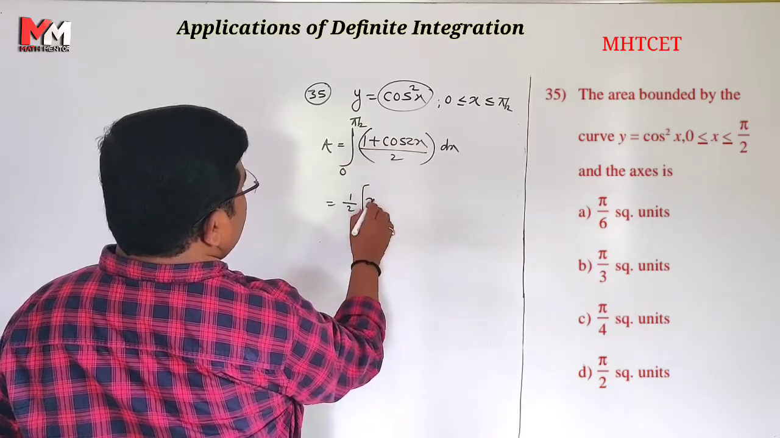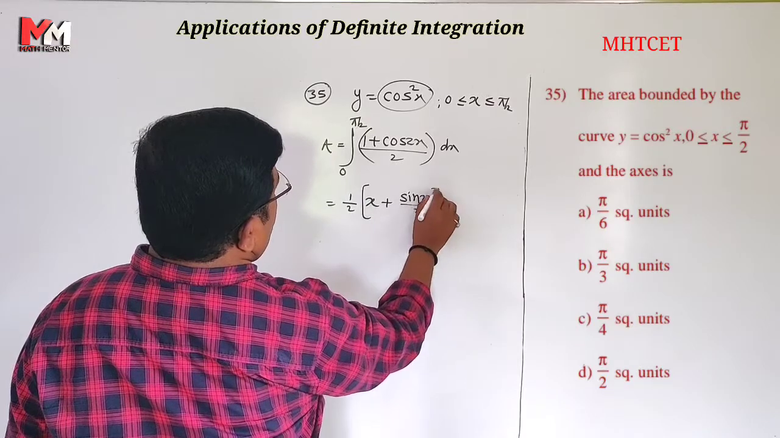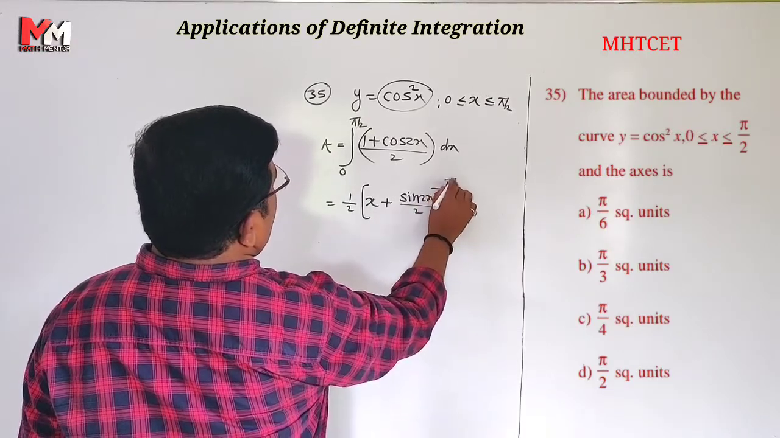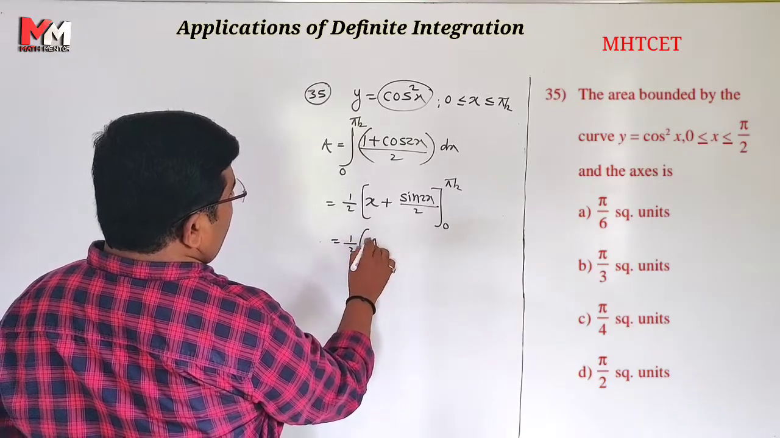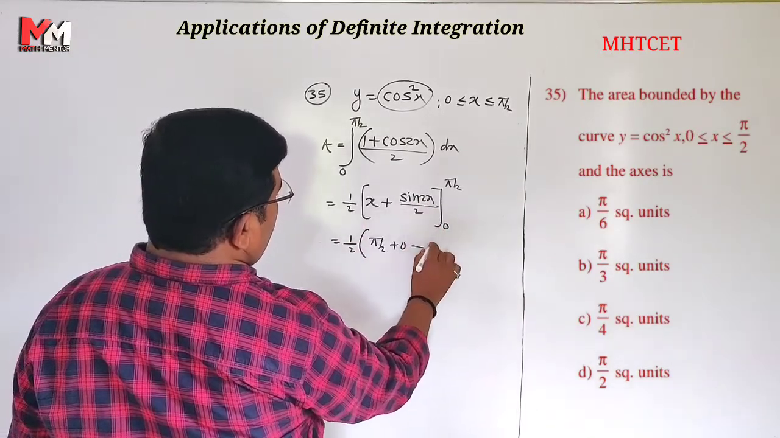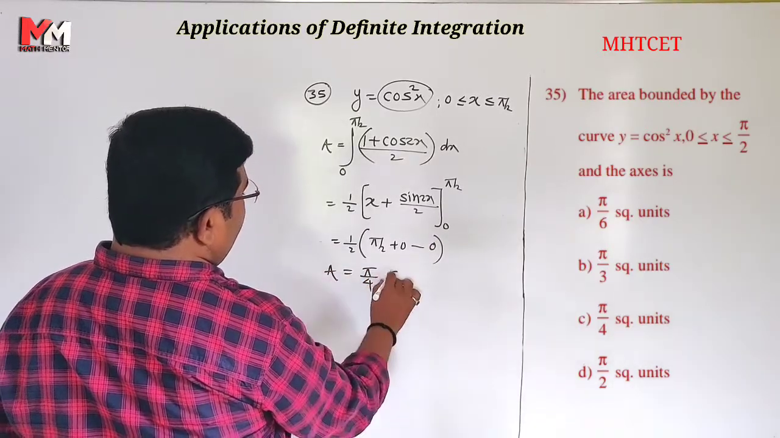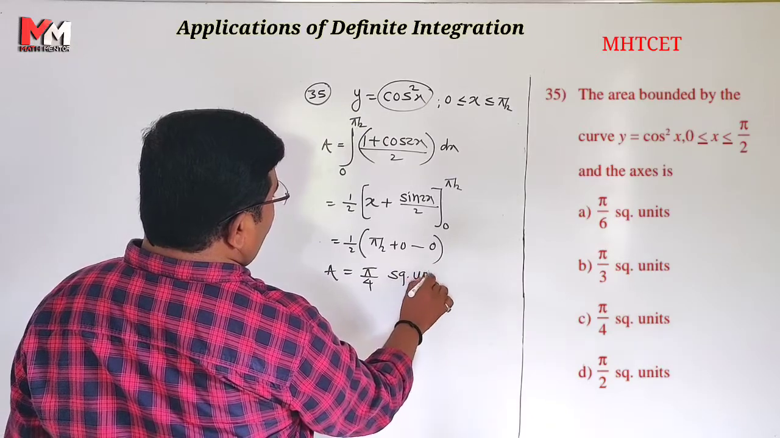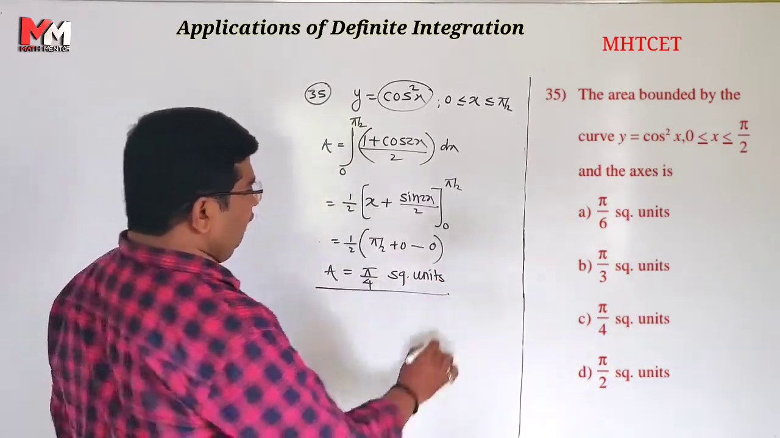Integration of 1 is x. Cos 2x is sin 2x by 2, from 0 to pi by 2. Put pi by 2 first, the upper limit. Sin pi is 0, and 0. So the answer is pi by 4. The required area is pi by 4 square units. So this is the answer. What is the answer of 35?